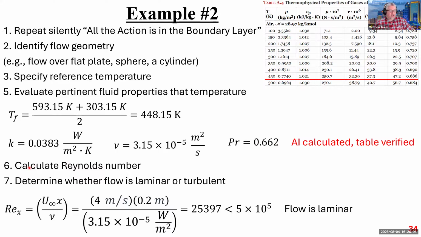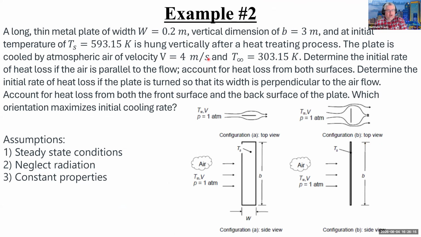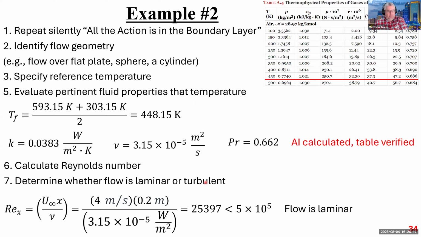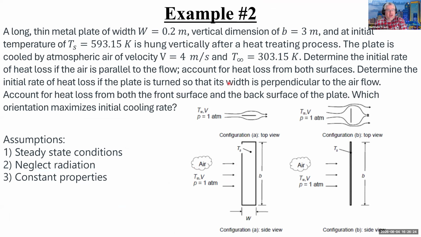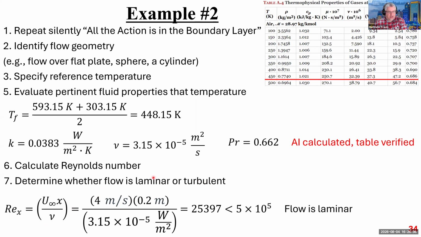All right. So we're going to calculate the Reynolds number, and then we're going to determine whether the flow is laminar or turbulent. So in this case, we have 4 meters per second is the upstream velocity. X is the full width of the plate. Full width of the plate, 0.2 meters. Yep. So we're looking at the Reynolds number at the edge of the plate, the back edge of the plate, because we're interested in an average heat transfer coefficient over the whole plate. And then here's the viscosity that we got from before.